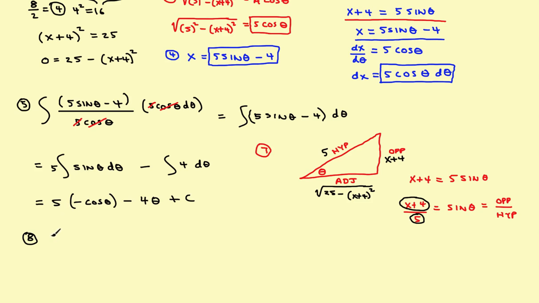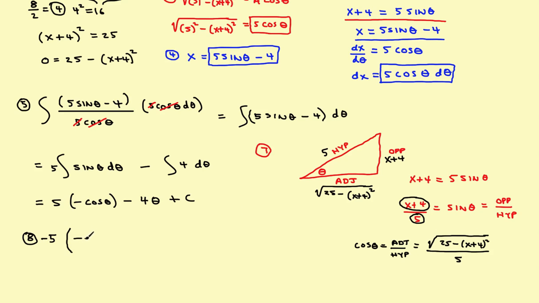So first of all, you've got the constant 5, and we'll move this negative out in front, so it'll be a negative 5. Then you've got the cosine. Well, to get the cosine, look at your triangle. Now the cosine of theta is the adjacent over the hypotenuse. So in our problem, the adjacent side would be the square root of 25 minus x plus 4 squared. There's the adjacent side, divided by the hypotenuse, which is 5. So the cosine of theta becomes this right here, and you can use this and put it over here.